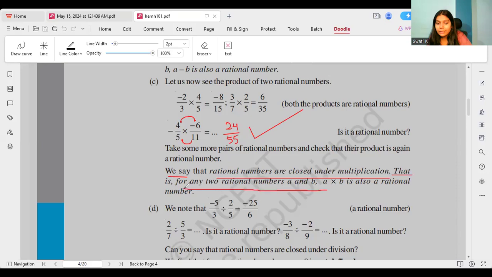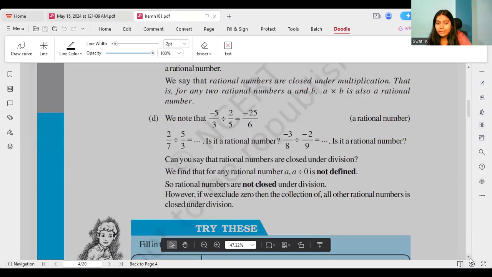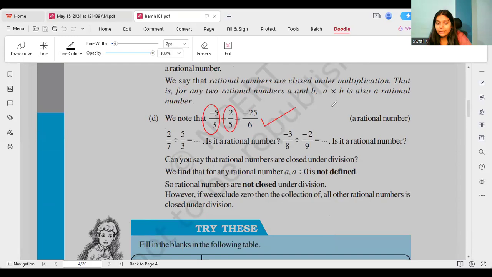That is, for any two rational numbers A and B, A into B will also be a rational number. All right, now it's a case of division. You take any rational number. You can see that here we have taken a rational number, and the answer will also be a rational number. So that means it is satisfying. So we can say that for rational numbers under division, it will be true.